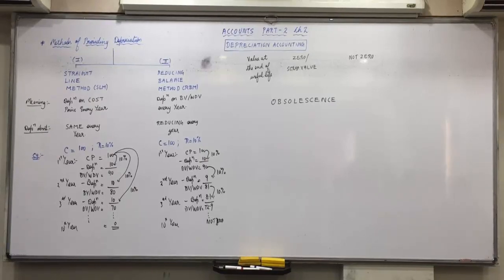Initially, we will be starting with the examples of straight line method, which I'll explain to you in detail entirely. Then once we come to reducing balance method, I'll be doing only workings on the board, and accounting in both the methods is going to remain the same. So you will be trying the accounting part on your own.